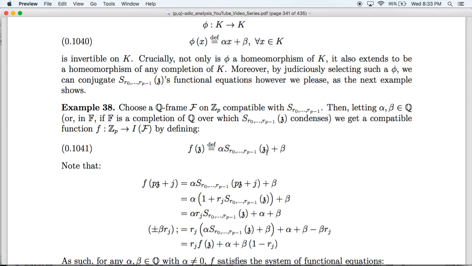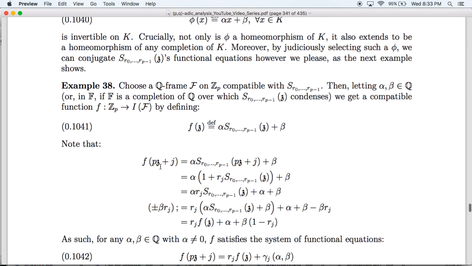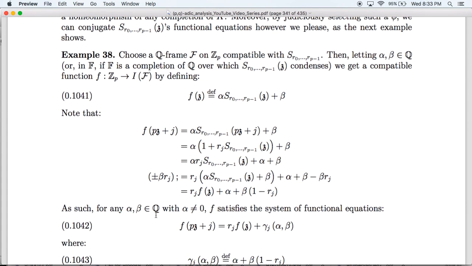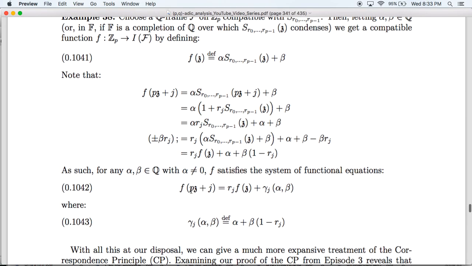Playing around with just the functional equations, we then get f of pz plus j is alpha times that. So we're using S's functional equation. Then we rearrange. Let's add and subtract beta r_j so that we can factor out the r_j, and then this is of course f of z, and so we get f of pz plus j is equal to r_j f of z plus alpha plus beta times 1 minus r_j. As such, for any alpha and beta in Q with alpha not equal to 0, f satisfies a system of functional equations of this shape, where gamma_j is here.